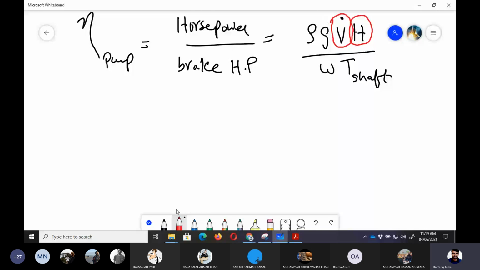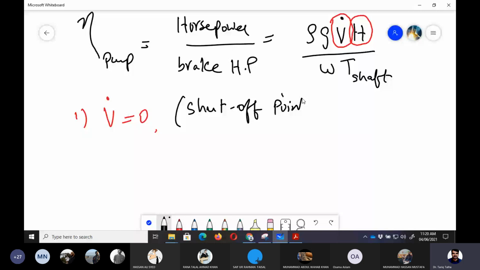So let's discuss these two possibilities. When the volume flow rate is equal to 0, in the case of our home pump, it means we have switched on the motor, but the valve installed in front of the pump, which takes the water to the overhead tank, we just close it. The motor is providing the power, but because the valve is closed, it cannot take the water there. So the net head developed would be maximum, because the pressure is there, but it cannot travel upwards. We usually call it the shut off point or state.